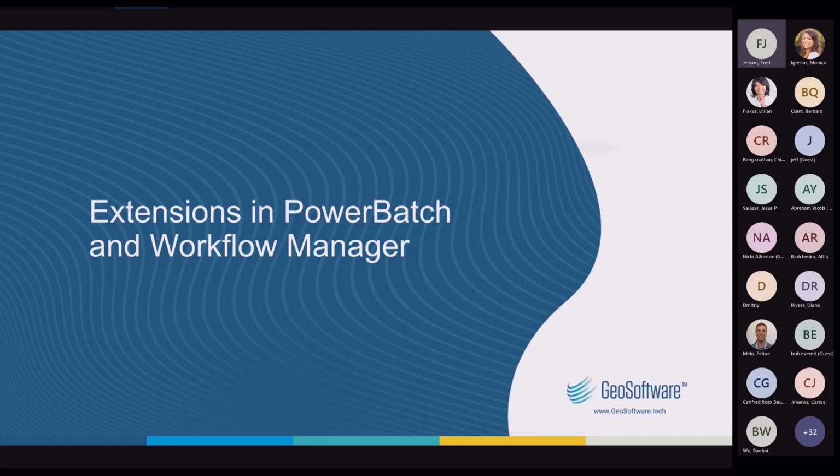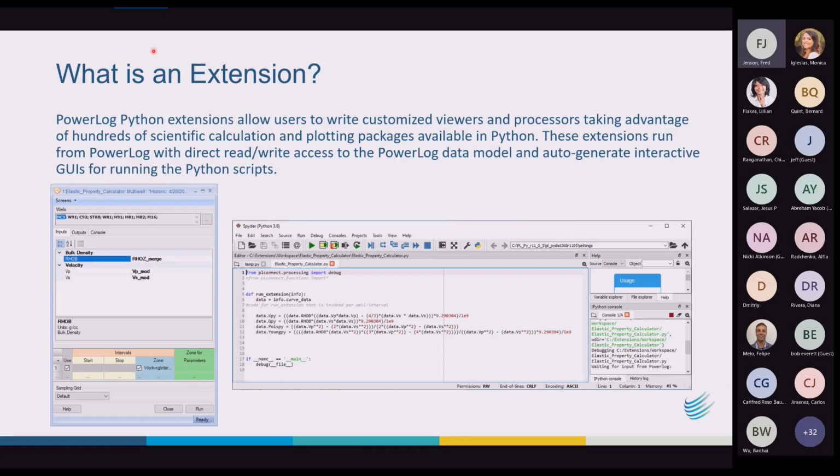And the last thing we'll cover is extensions in PowerBatch and Workflow Manager. So what is an extension? An extension is a customized viewer or processor that you write in a Python interpreter, like in this case we're showing Spyder, and you create a module that plugs into PowerLog. And this is a demonstration of a processor, and it's designed to calculate the elastic properties, the Poisson's ratio and Young's modulus.